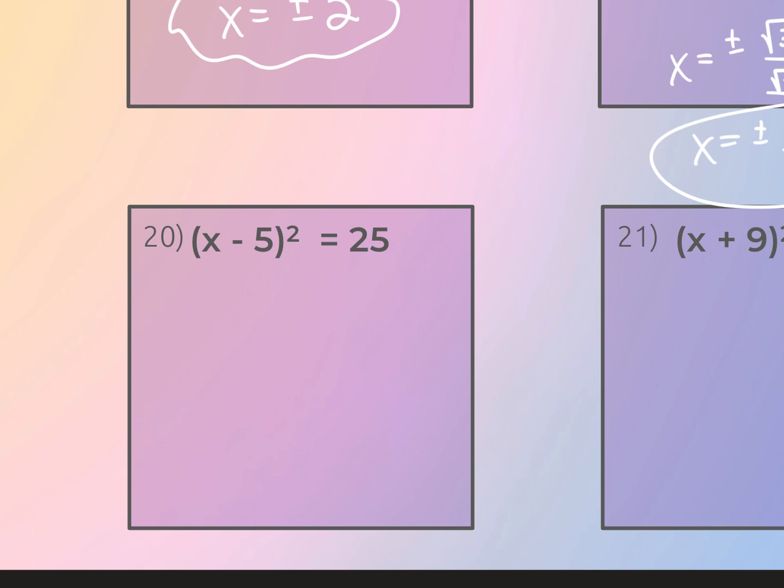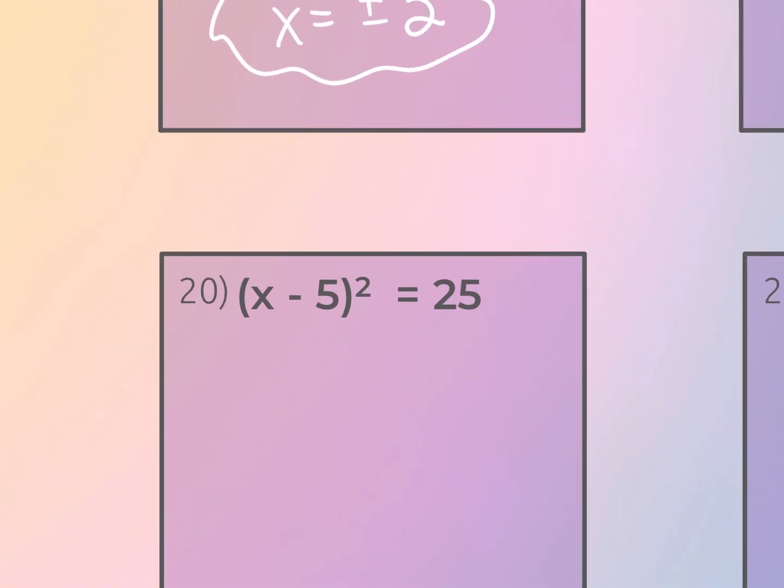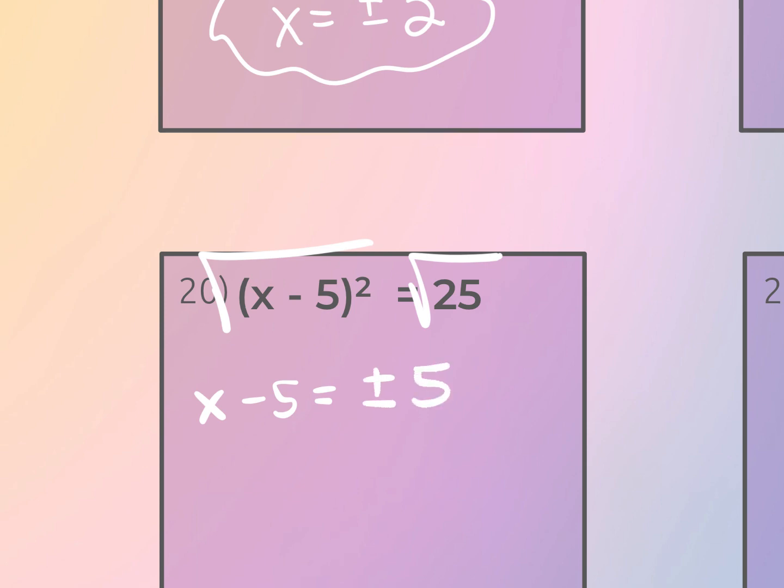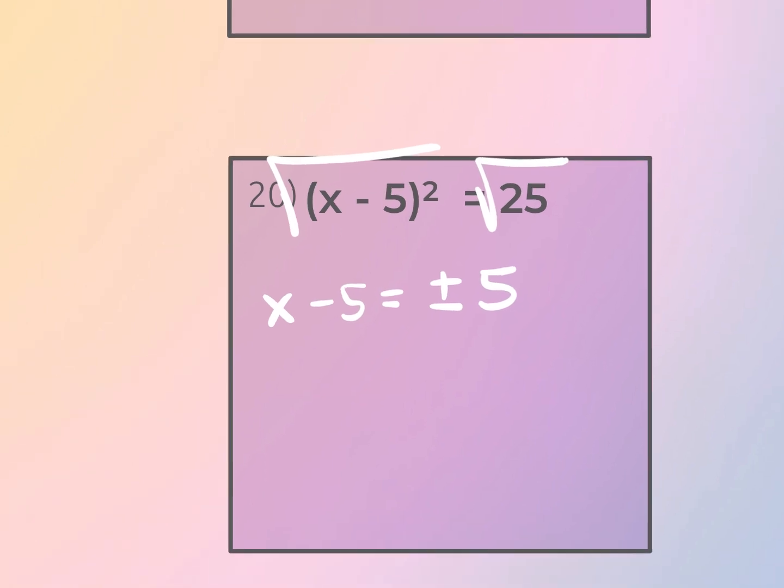All right, in a case like 20, remember, before we take the square root, we have to make sure that the parenthesis that's squared is totally isolated. Is it? Yes? Okay, great. So how do we solve this? We're going to do what to both sides? Take the square root. So I have x plus 5 equals what? Plus or minus 5. Guys, don't leave it like this.